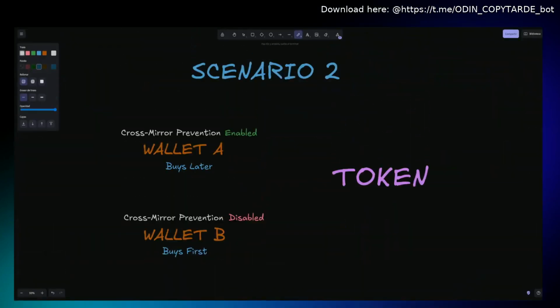Scenario 2. Wallet A has it enabled, wallet B doesn't, but wallet B buys first. The bot mirrors wallet B's trade. However, if wallet A tries to buy the same token after, the bot won't mirror it because prevention is active on wallet A.